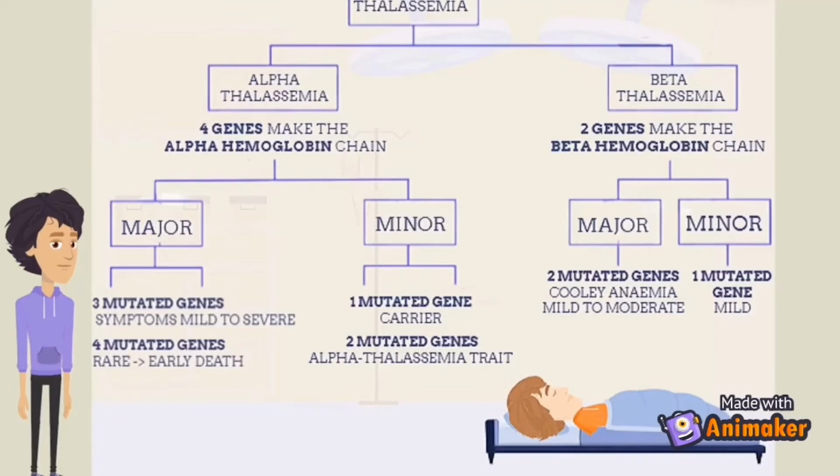Alpha thalassemia major. The indications and symptoms will be mild to severe due to 3 mutated genes. It's uncommon to inherit 4 faulty genes and it typically leads to fatality.